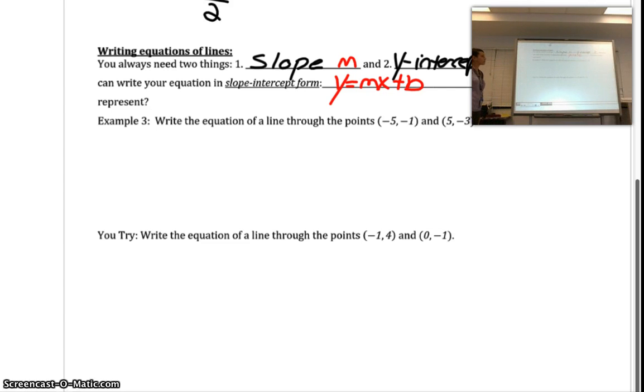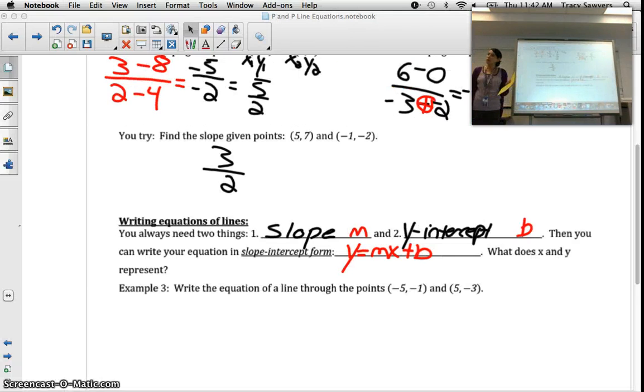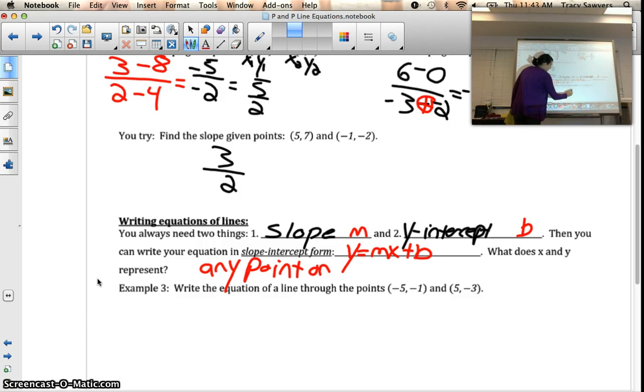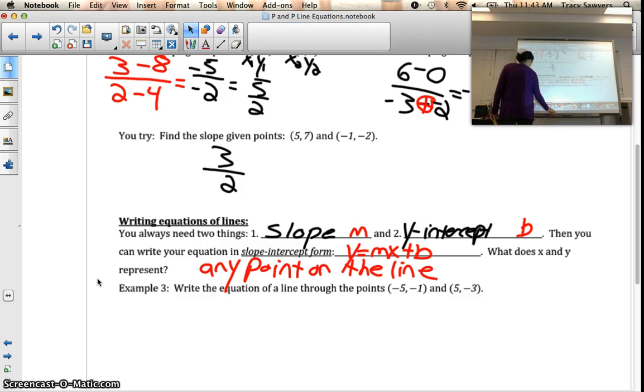We also have this y and this x in this equation. What do the y and the x represent? In the equation, we always leave the y and the x as variables. So they represent any point on the line. If you understand that concept, it's going to make your life so much easier.